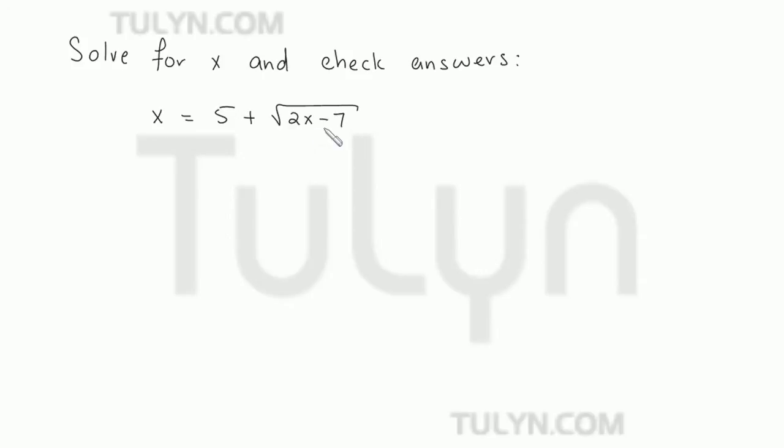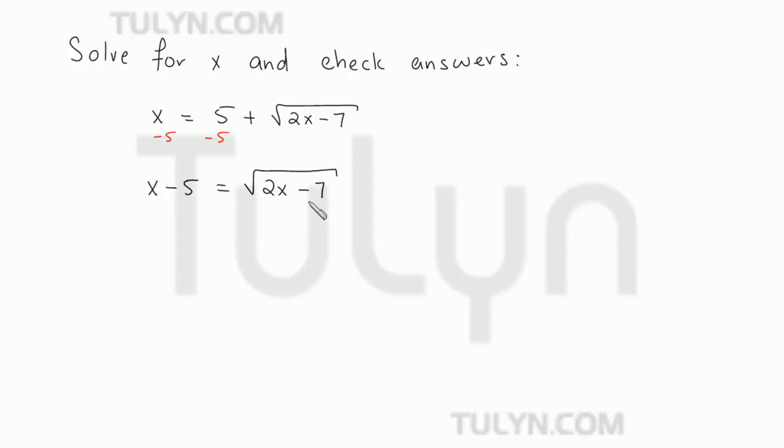Since there's one radical, what we want to do is move everything that isn't in the radical over to the other side. So the first thing I want to do is subtract a 5 from both sides of the equation. Now be careful, this x is here and you have to be mindful of it, because the left side is going to become x minus 5, not just 5. And on the right side we're going to get the square root of 2x minus 7.